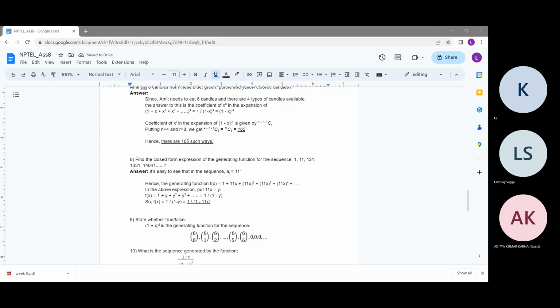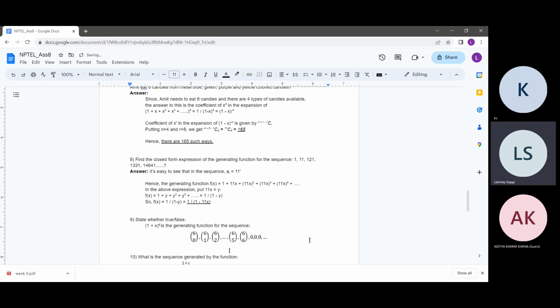So KS, you had written in chat the answer is 1 upon 1 minus 11x. So yeah, your answer was correct. Good job. I guess let's come to the ninth question then.